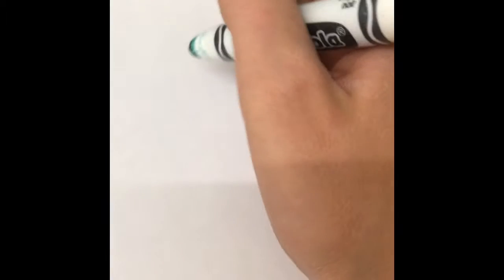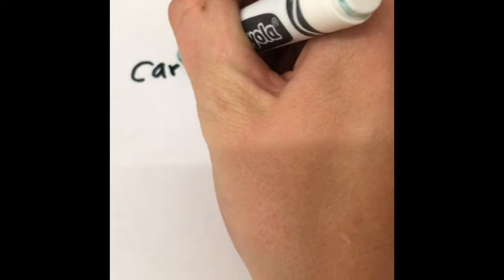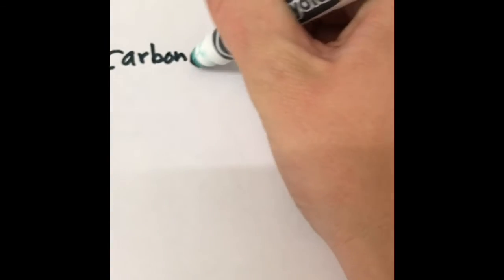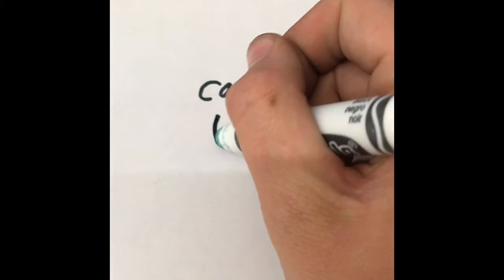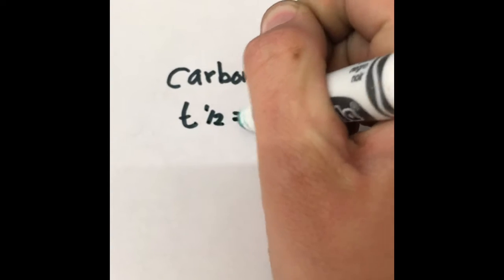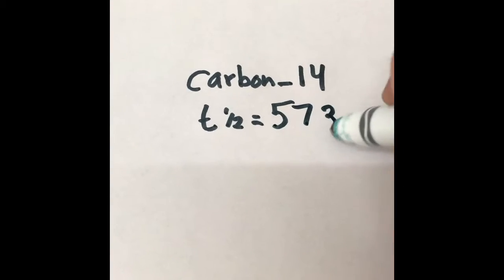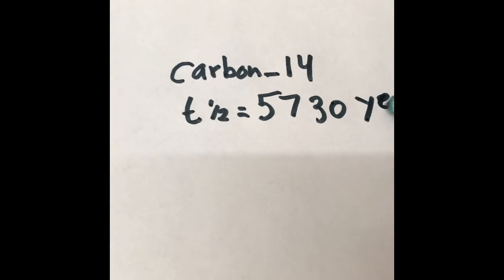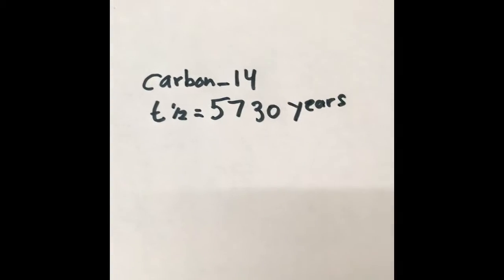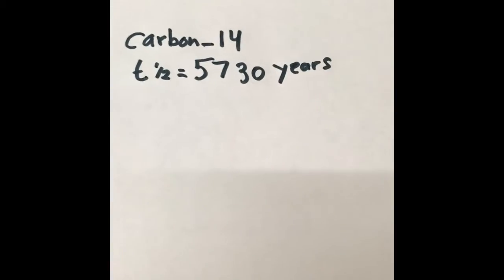All right, so what I'm going to do is some practice problems to help you figure out how to solve half-life equations. So we are going to use the example of carbon-14. Remember we said that carbon-14 has a half-life, T 1/2, equals 5,730 years. It takes 5,730 years for half of this substance to decay. So that is the half-life of carbon-14.